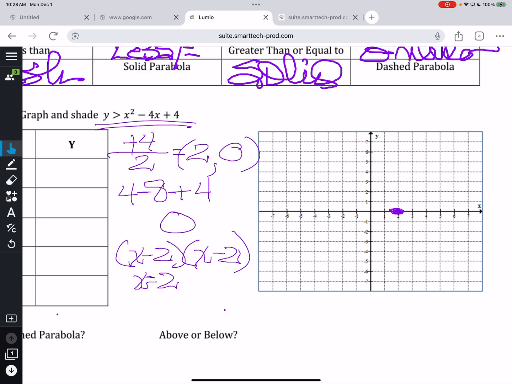Lead coefficient's 1, and it's positive, so we can use 1, 3, 5. So over 1, up 1. Over 1, up 3. Over 1, up 5. 1, 2, 3, 4, 5. And then over 1.